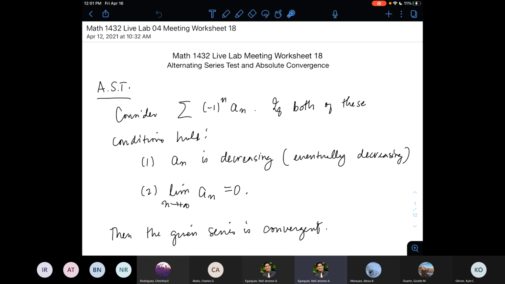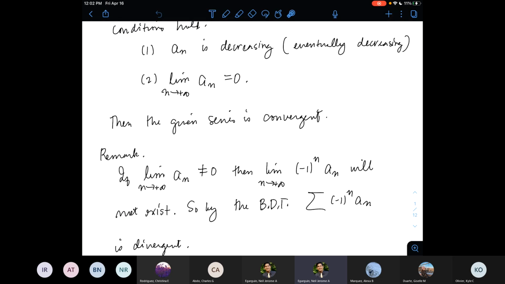In order to apply the AST, you need to consider the factor that doesn't change sign, and show that it is decreasing and the limit is equal to 0. If these two things are satisfied, then the alternating series will be convergent. Now, if the second condition fails to hold, then we can argue using the basic divergence test that the alternating series is divergent.